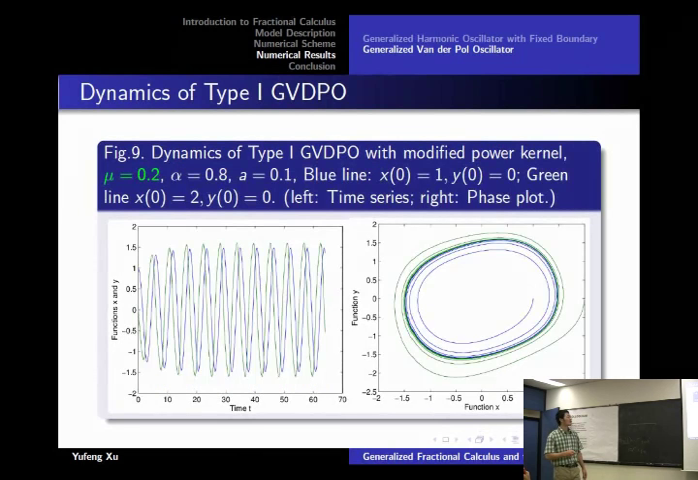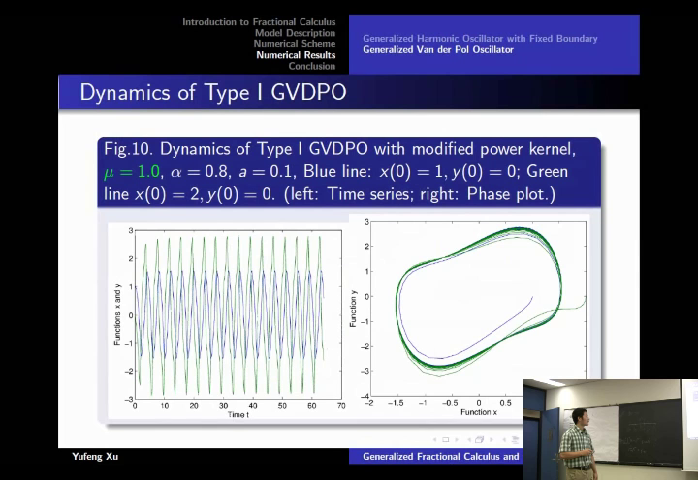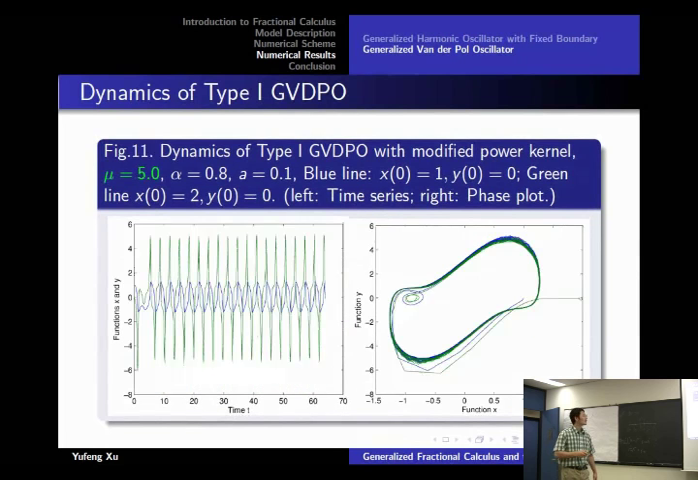If we take the modified power kernel, because we take the constant and modify it, the limit cycle also exists, and the shape is pretty much the same as what we observed from the integer Van der Pol system. This is the same happening from a little bit lower mu. When mu increases to 1, the shape changes to this one. When mu equals 5, it changes to this one.